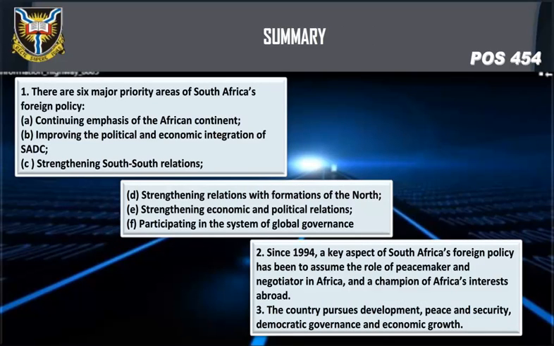Summary: there are 6 major priority areas of South Africa's foreign policy. 1. Continuing emphasis on the African continent. 2. Improving the political and economic integration of SADC. 3. Strengthening South-South relations. 4. Strengthening relations with formations of the North. 5. Strengthening economic and political relations. 6. Participating in the system of global governance.